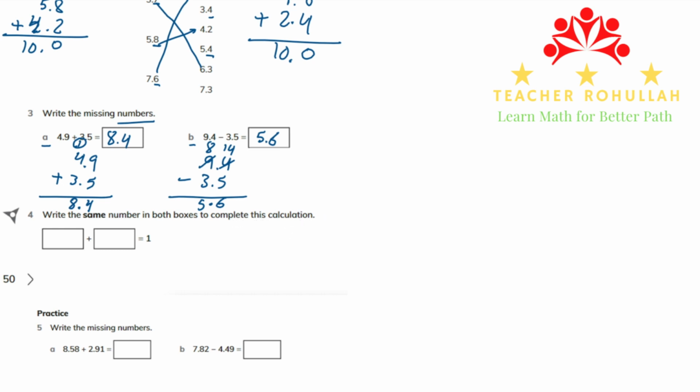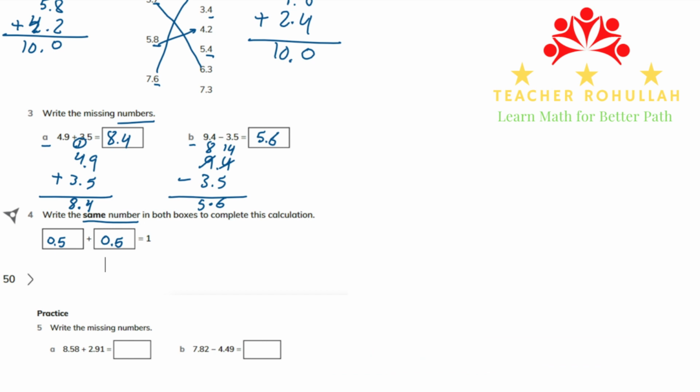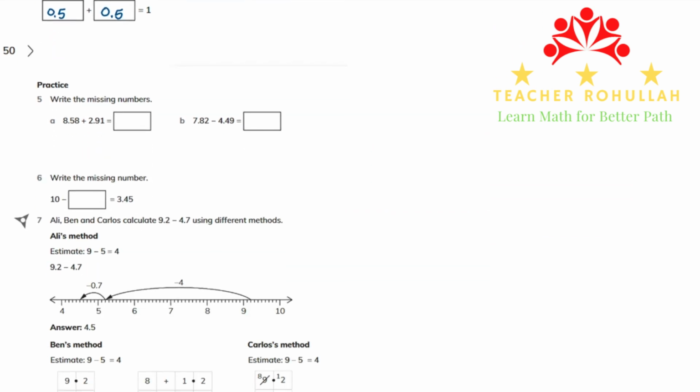If you remember, in the complements of 1, we say that 0.5 plus 0.5 gives us 1. Because it says write the same number, the same number that can go right here is 0.5 plus 0.5. So question 4 is solved. Let me scroll down to move to question 5.